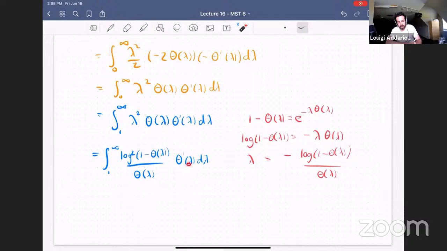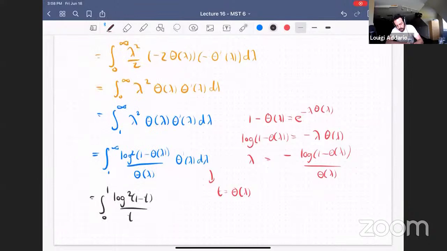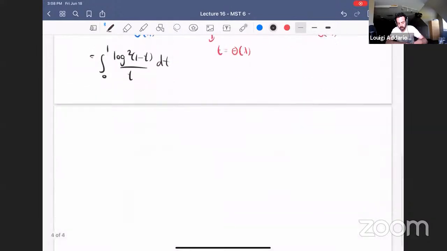So as lambda goes from 1 to infinity, theta goes from 0 to 1, right? So I'm setting t to be theta lambda here, and then this integral becomes the integral from 0 to 1 of log squared, this is just the dt now, so we get log squared (1 minus t) over t dt. Okay, and so now we're almost done.